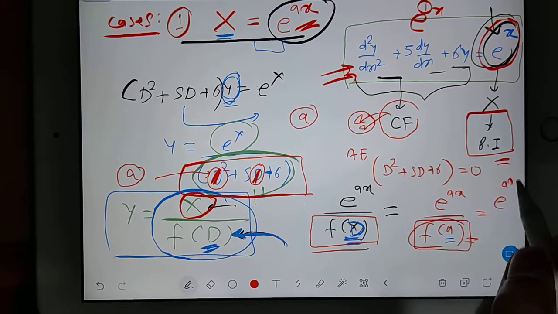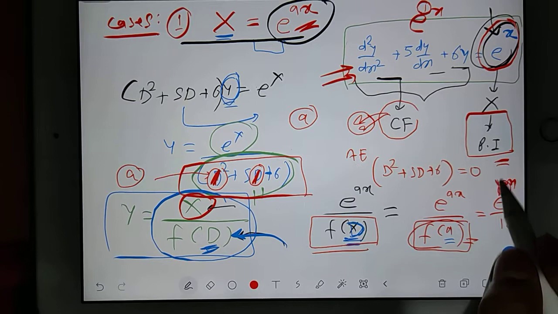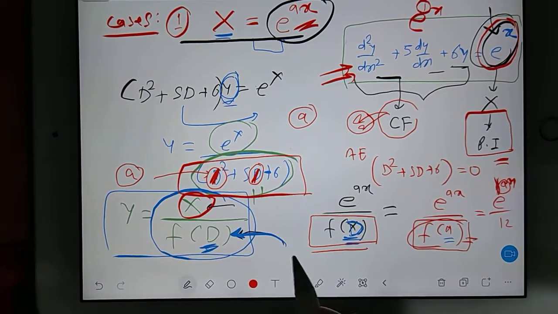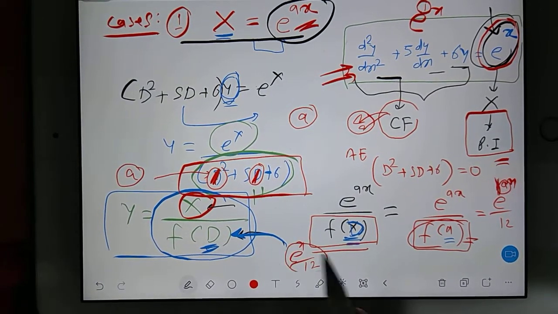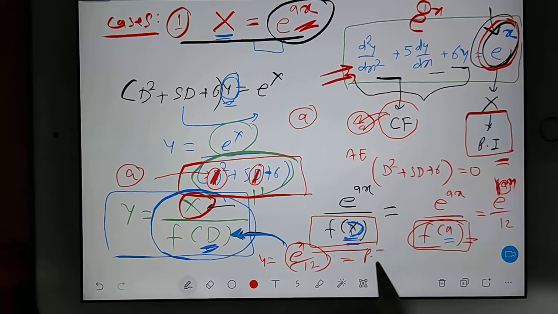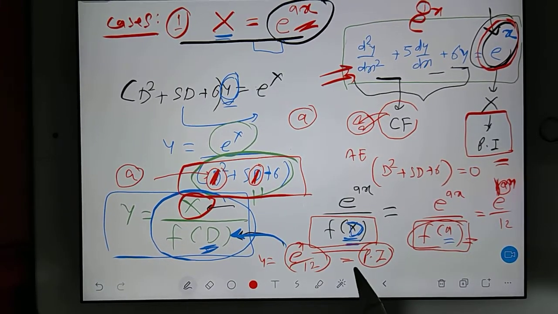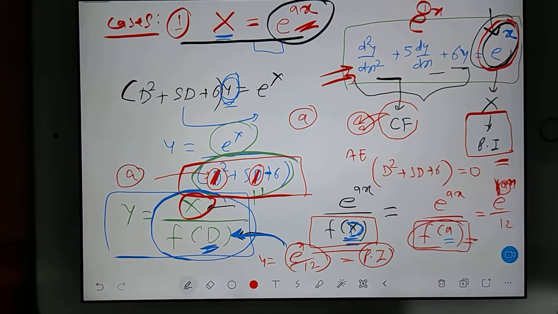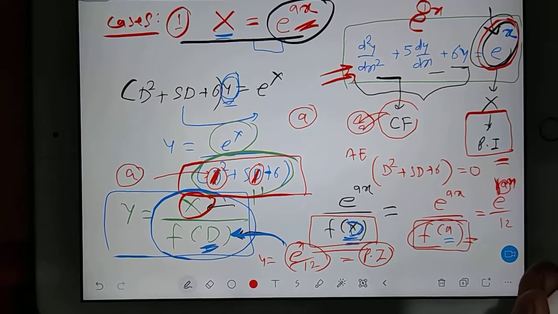So e power AX by 12. Sorry, A is 1 here, so e power x by 12. This became your y value. This is only your PI, particular integral. I hope it's very clear. Guys, any doubt here in this?